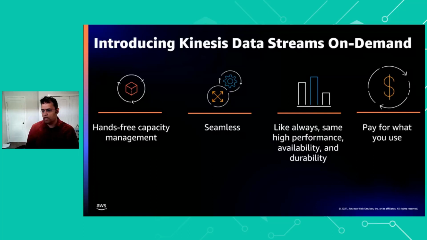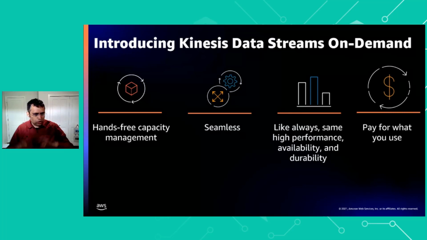The second one is that it has to be seamless. There is a breadth of integrations that you also leverage with Kinesis Data Streams. Again, a stream doesn't live in a vacuum. You're producing data to a stream by sourcing data from different databases or different applications. And you don't want to go change all those applications just because you want to use hands-free capacity management. So it has to be seamless for you to interact with the on-demand capacity mode.